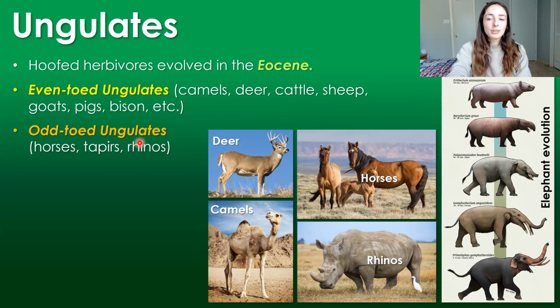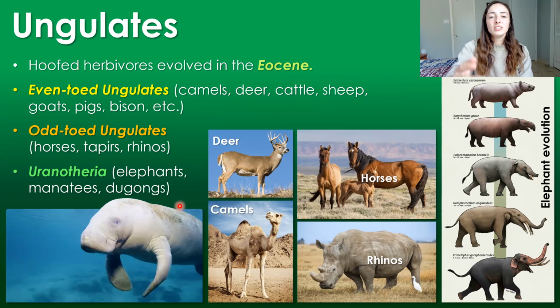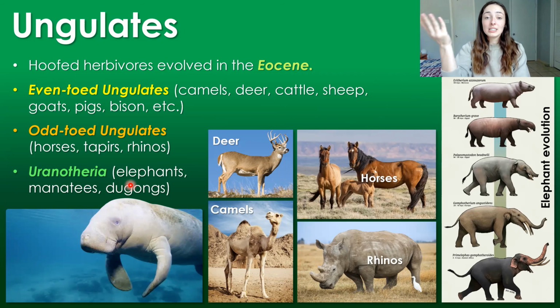If you don't know what a tapir looks like, it kind of looks like this ancient elephant here. But elephants are actually not even or odd-toed ungulates. There's different classification schemes, but what I found was that they're in a third group of ungulates called the uranotheria, and that includes elephants, manatees, and dugongs, as well as some other things I didn't know what they were. But these are the main ones I think you would know. Dugongs look like manatees, and again, like I showed on the previous slide, manatees evolved from walking land mammals, and that is why they can be in the same classification as elephants, which obviously do walk on land.